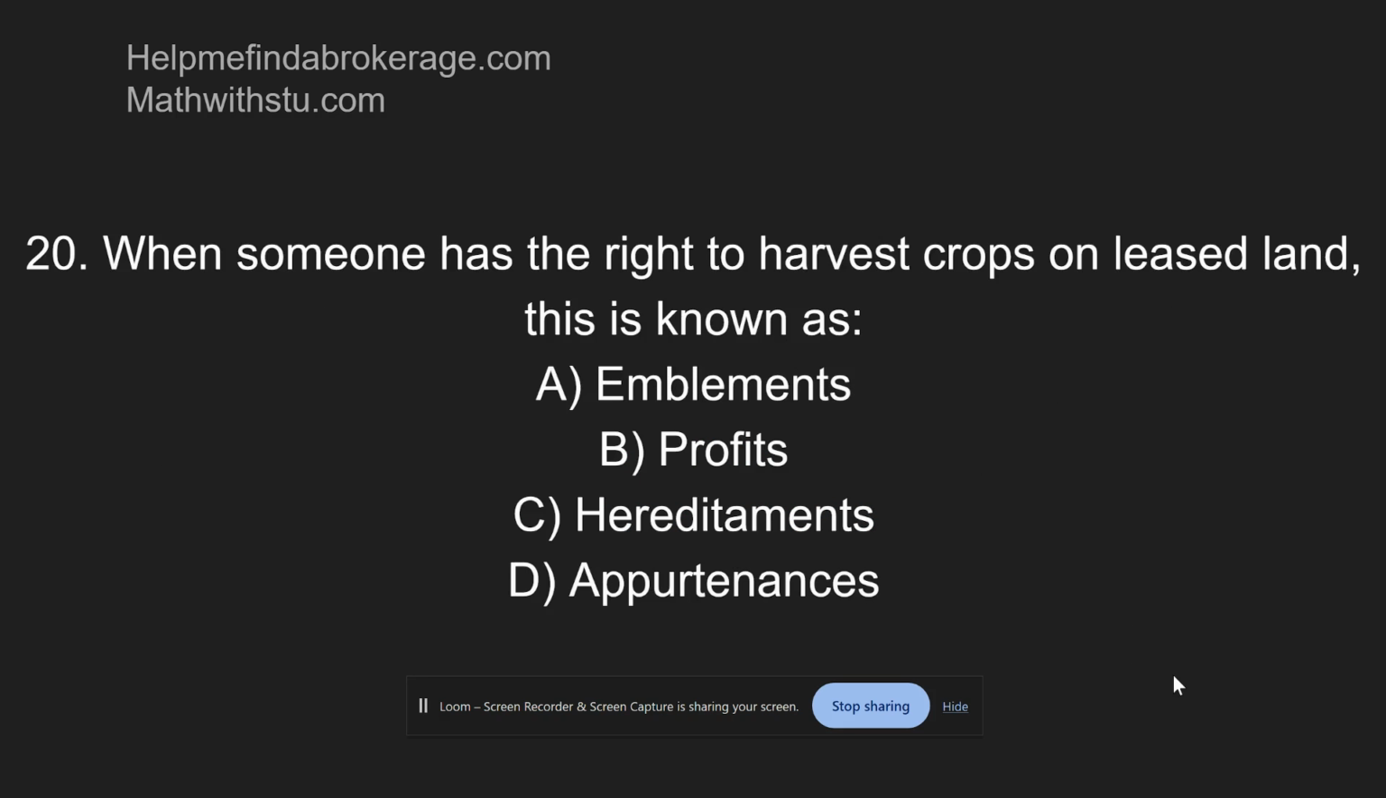So let's go ahead and take a look at the next one. We're on number 20 right now. This one says, when someone has the right to harvest crops on leased land, this is known as emblements, profits, hereditaments, or appurtenances. What say you? What say you in the chat? Type it in there.